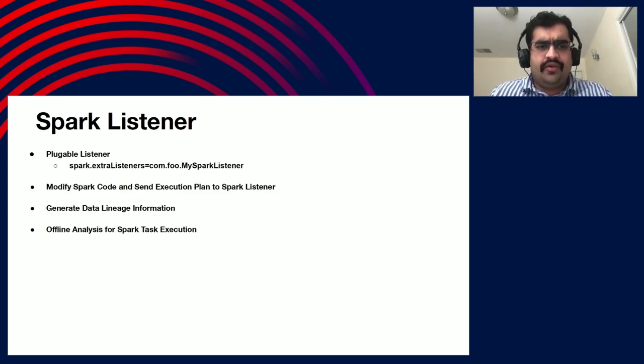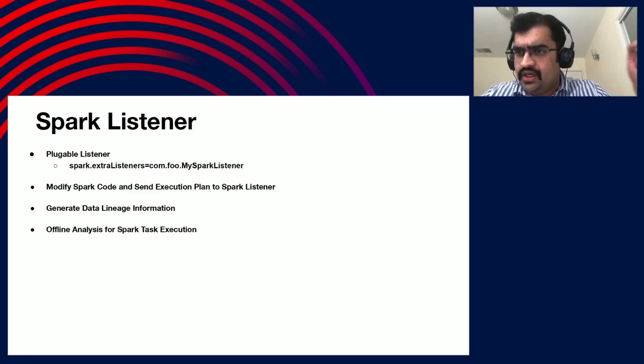Spark Listener, we are using at Uber for different reasons. One use case is to detect if there is a node which is slow because there is, let's say, a disk issue or a network issue. So we want to identify which task is running on that executor and probably kill that task or probably blacklist that executor. So that's one use case.